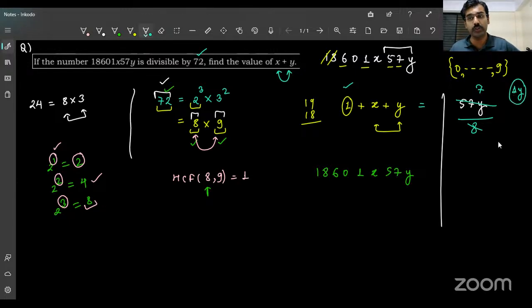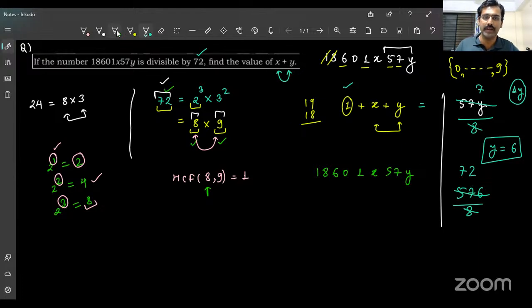Now 1y should be divisible by 8. It means the only choice for y I have is 6. I hope you are understanding why. Because if it is 6, then only 576 will be divisible by 8, because 8 into 7 is 56. Remainder is 1. That leaves you with 16. So 8 into 2 is 16. So that is how it will be divisible by 8. So I have now clearly understood that the value of y is going to be 6.